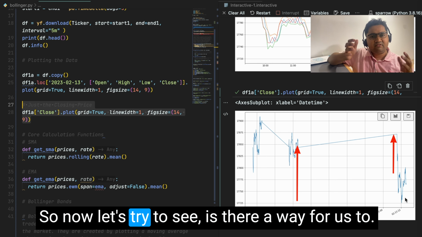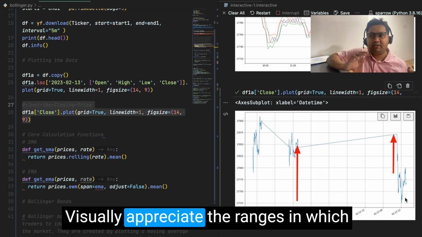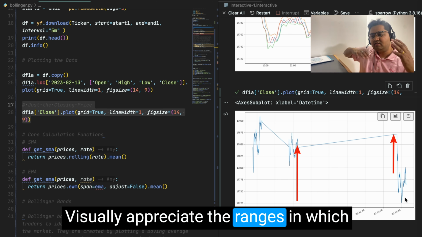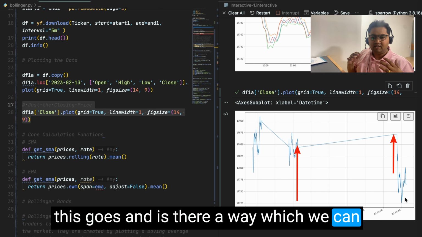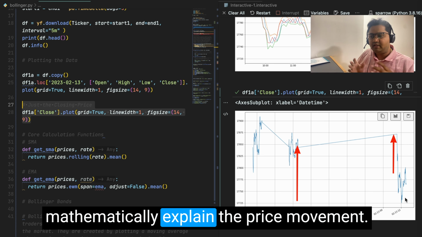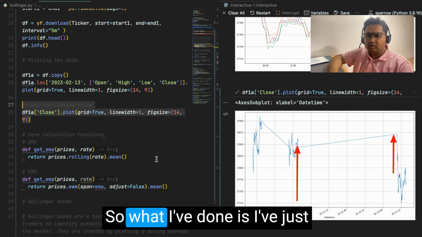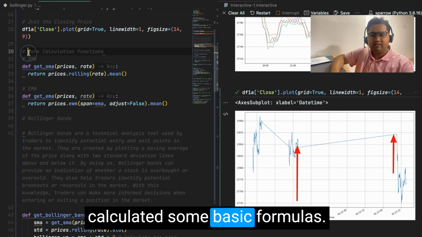So now let's see if there is a way for us to visually appreciate the ranges in which this goes, and is there a way in which we can mathematically explain the price movement? So what I have done is I've just calculated some basic formulas.